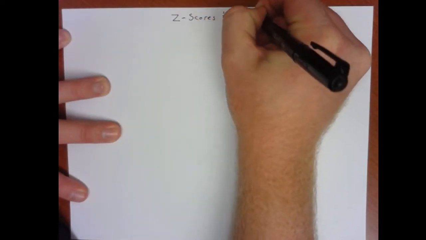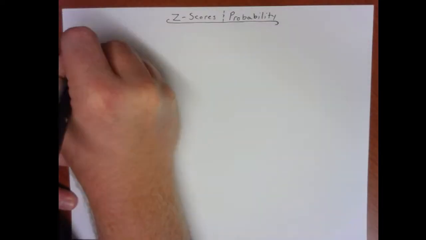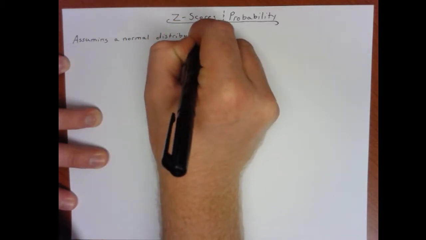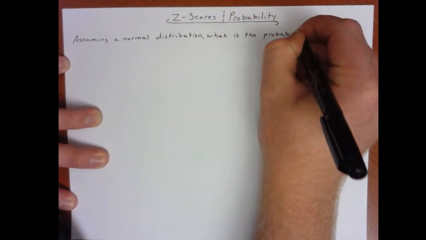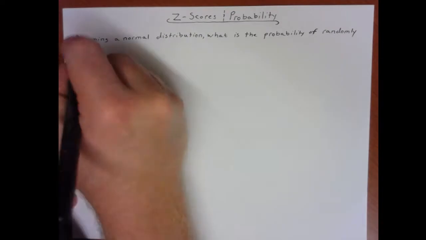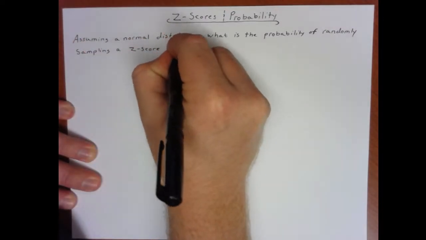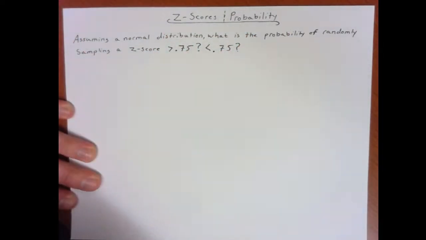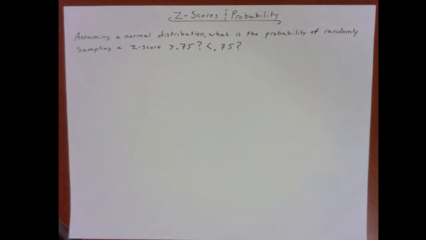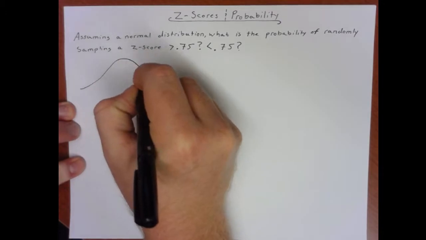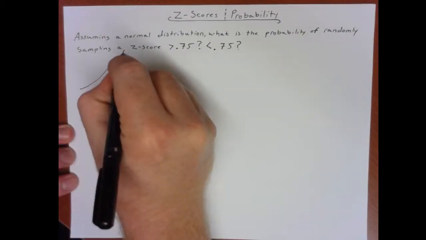Alright, so in this video what we'll be looking at is z-scores and probability, and we're going to start with a real simple question. If we can assume a normal distribution, what's the probability of randomly sampling a z-score greater than or less than 0.75? Now, to help yourself out, one of the first things you should do is draw a sketch of the distribution and fill in the values you know.